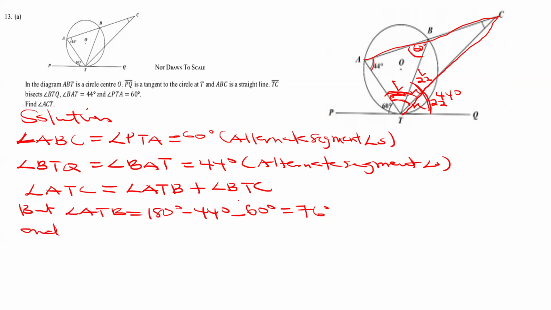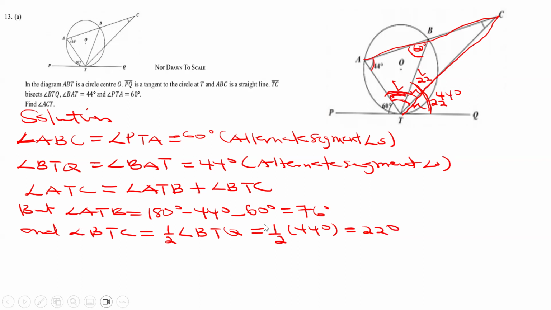And your other angle here, angle BTC, is equal to half of angle BTQ, which we know. Let me write it here for lack of space. So that will be equal to half of angle BTQ. You found it, and that was 44 degrees. BTQ is here, 44 degrees. So that will give us 22 degrees. Is that clear?